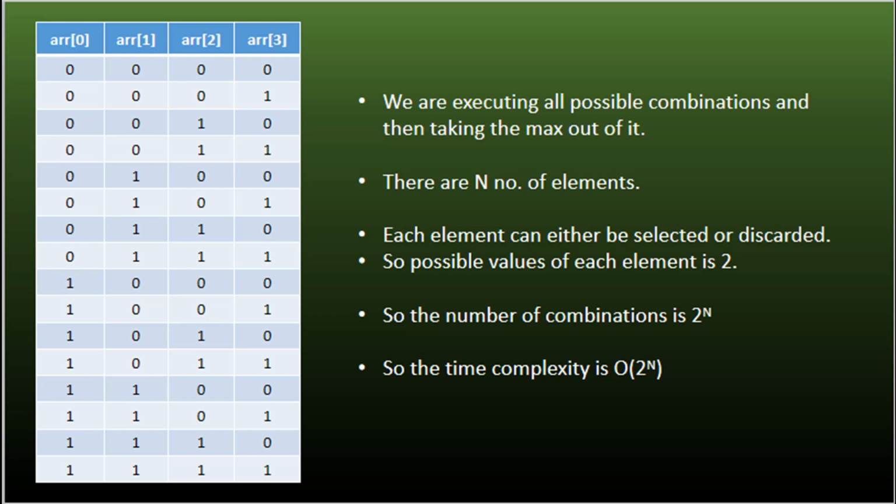Now every element is having two values, 1 which is considered that the element is selected and 0 which is considered that the element is not selected. So if you find the combination of all possible values, then you will get 2 to the power n values. That's why the time complexity is 2 to the power n.